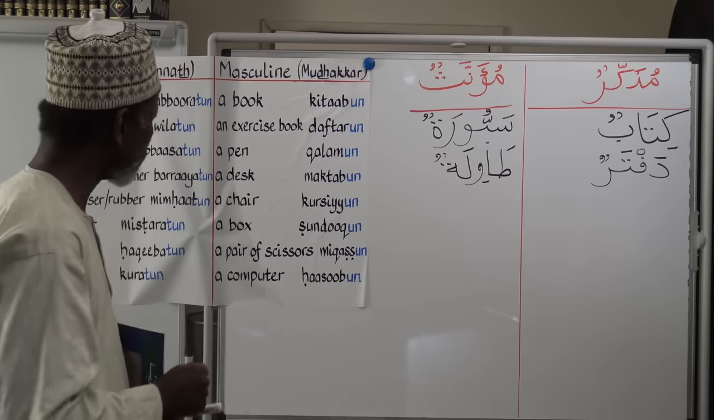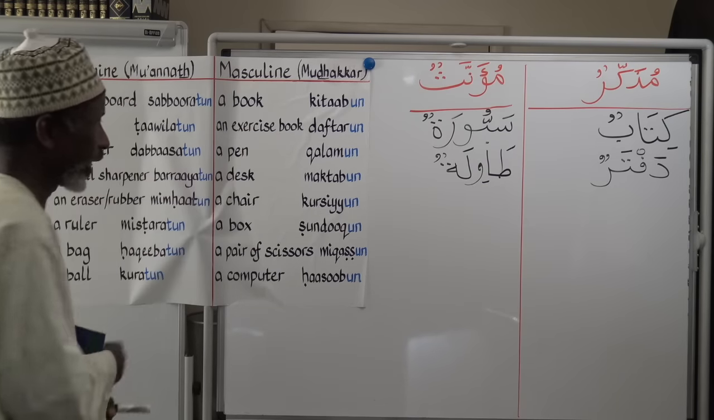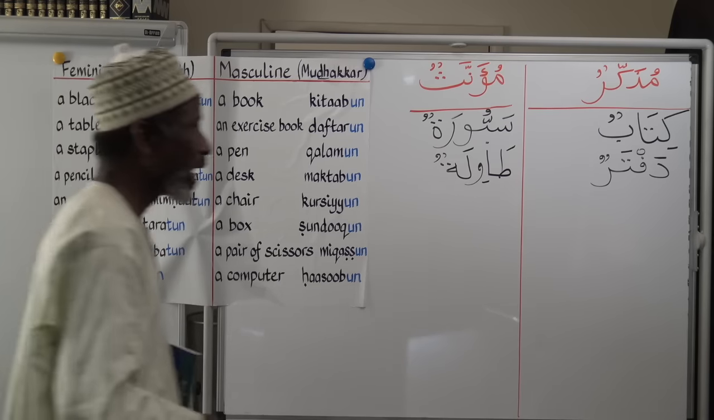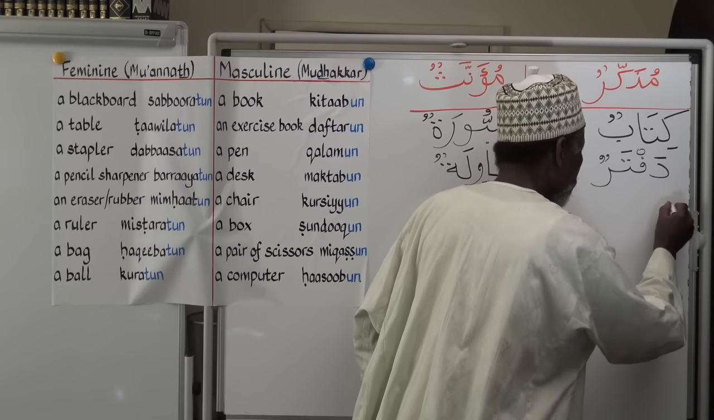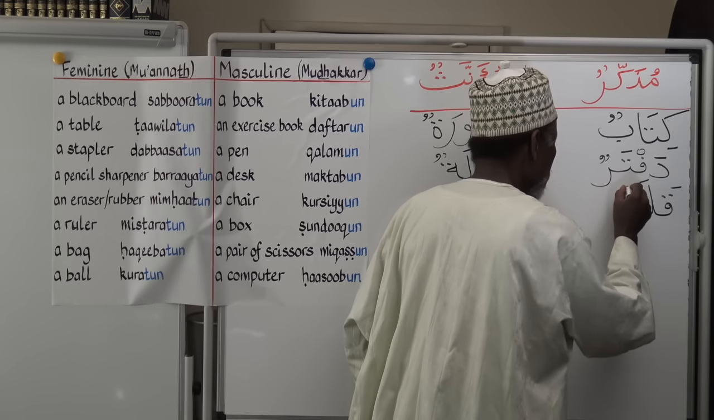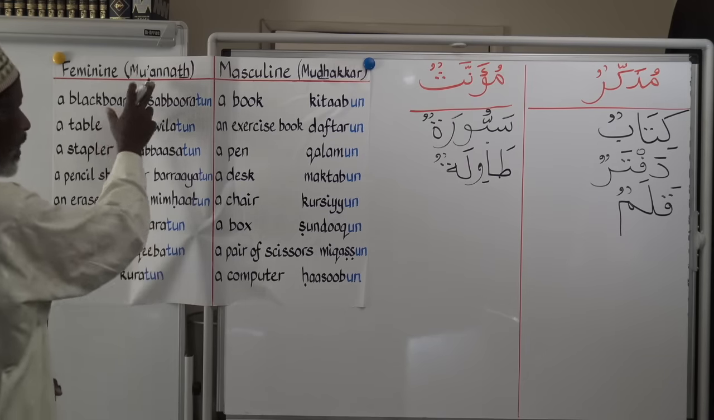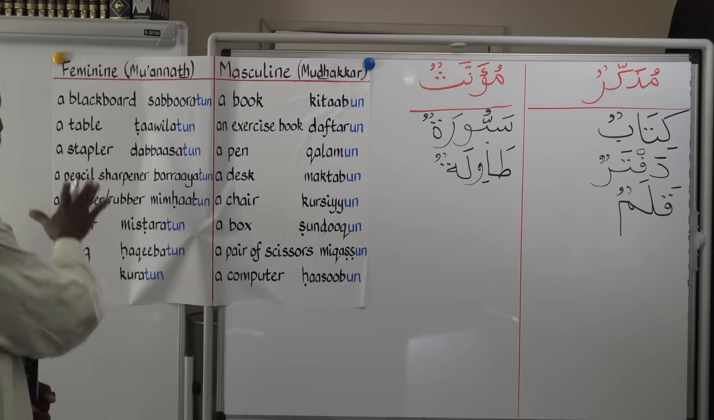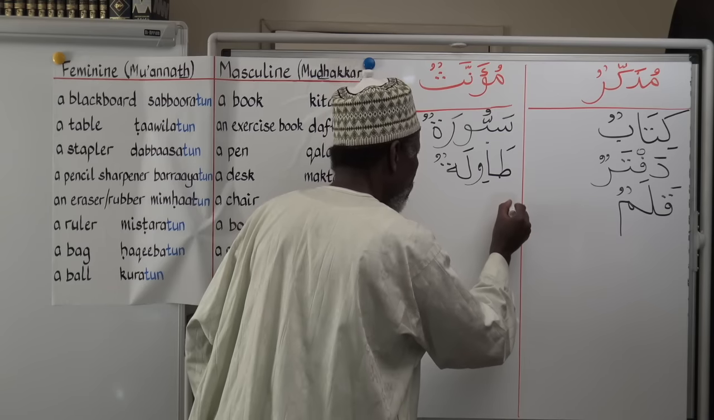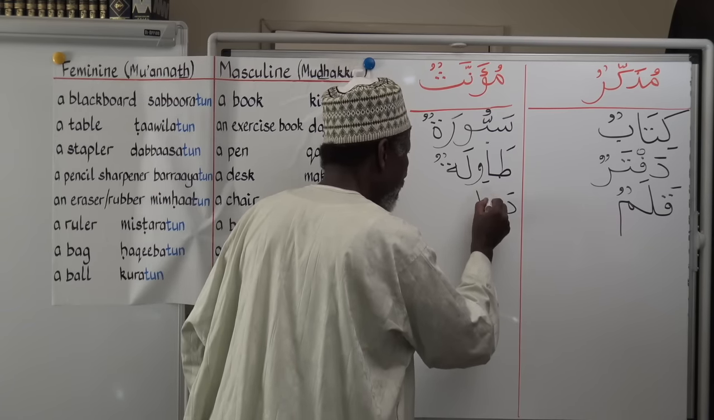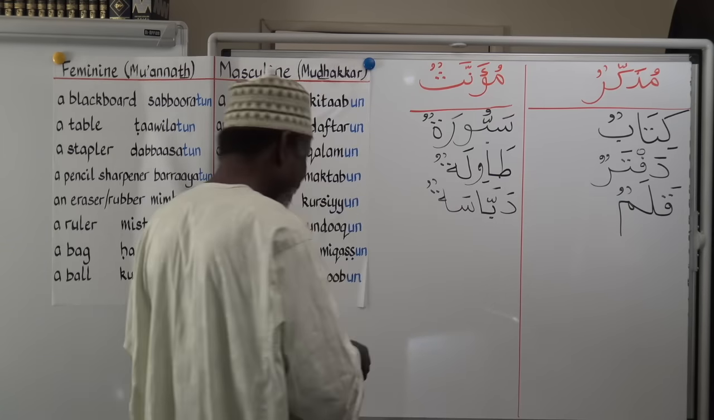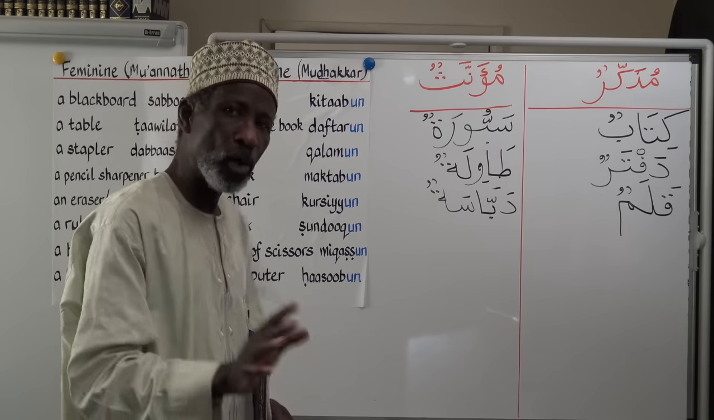One more. Under the mudhakkar, masculine, we have a pen, qalamun. And under the feminine, which is mu'annath, we have a stapler, dabbasatun. So let's pause for a minute.